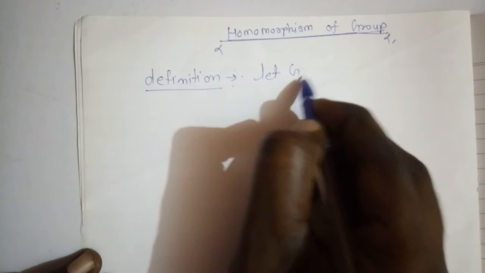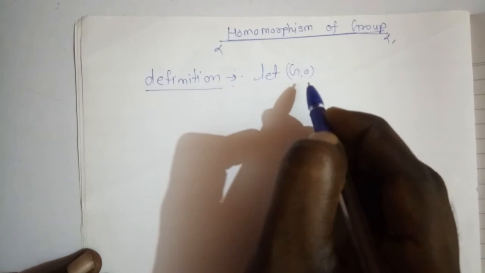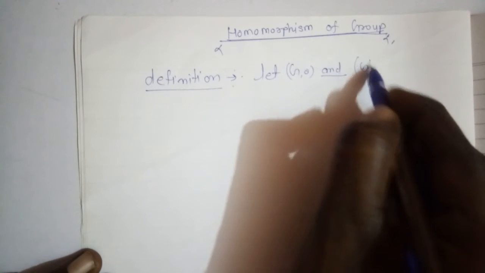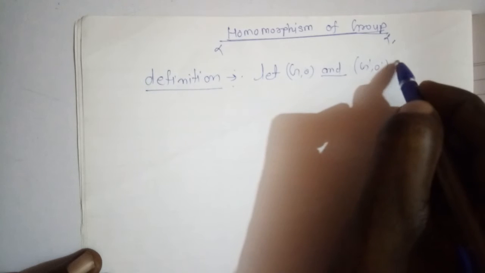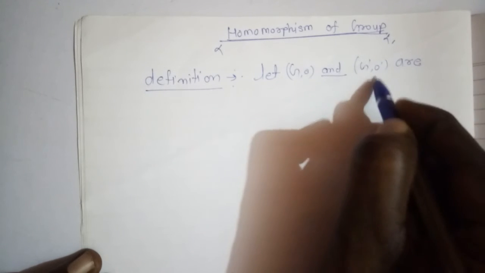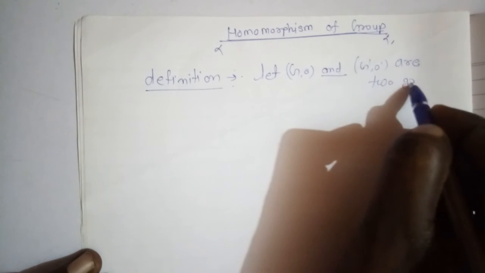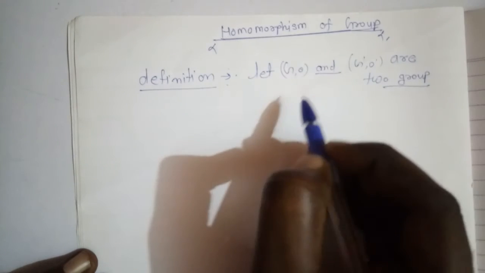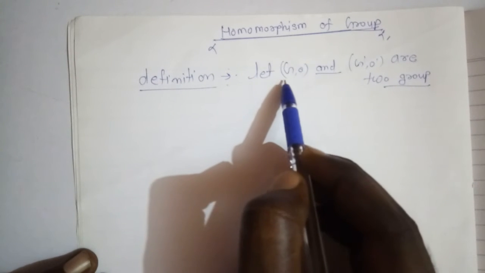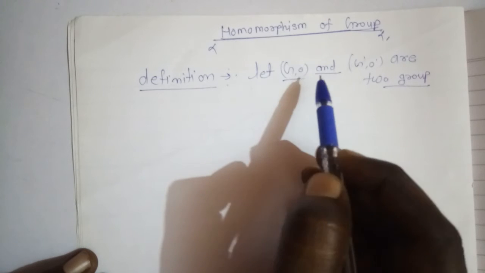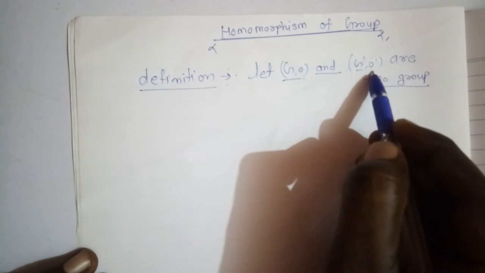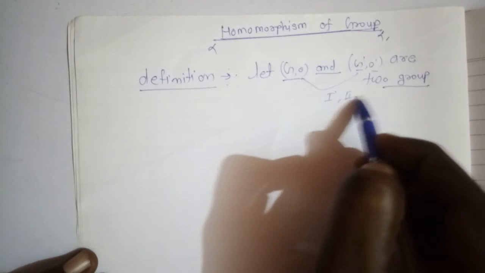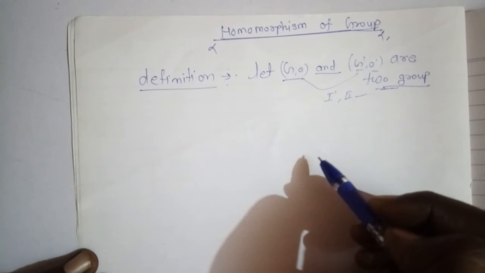Let (G, o) and (G', o') be two groups. Okay, here what is there? First is (G, o) and second is (G', o'). It is the first and second group.